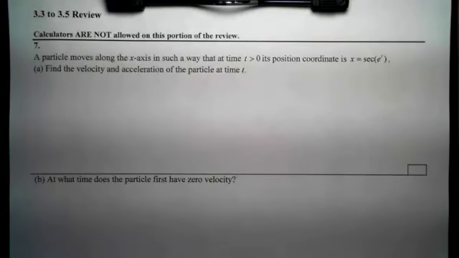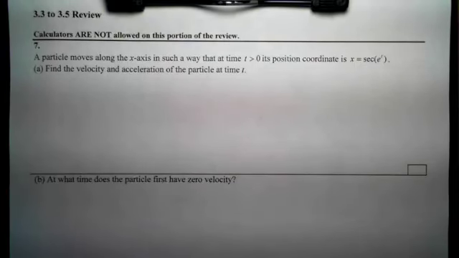Okay, this is the 3.3 to 3.5 review. Calculators still are not allowed, and this is the free response problem that goes with this portion of the test. So, on part A, we are given a function that is the position function, and I'm asked to find the velocity and the acceleration based on that original function.